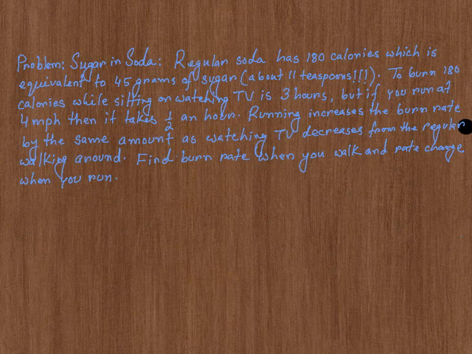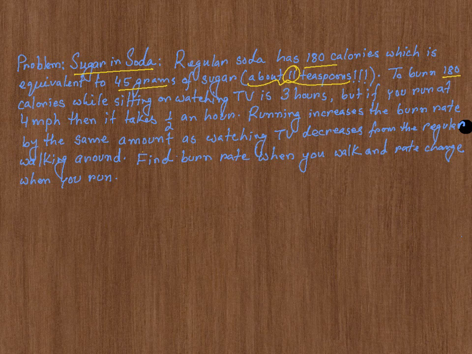In this video, I am going to solve a problem that involves sugar in soda, the regular sodas that you drink on a daily basis. So regular soda has 180 calories, which is equivalent to 45 grams. By the way, that's equal to 11 teaspoons of sugar. That's a lot of sugar.